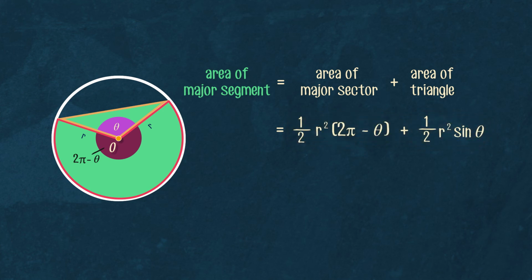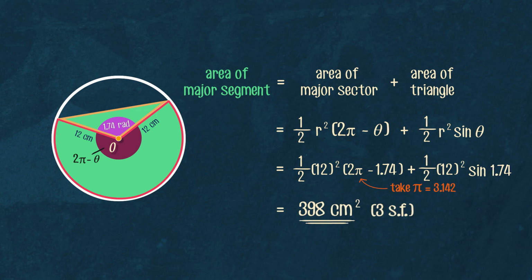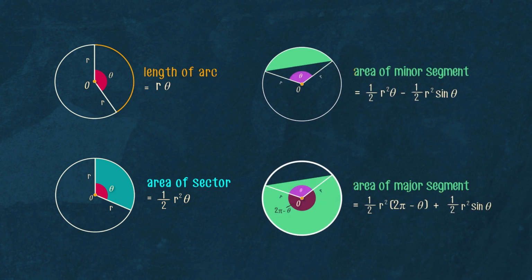Let's go back to our example and find the area of the major segment. Using this formula, the angle subtended by the minor segment, 1.74 radians, and the radius, 12 centimeters, we can find the area of the major segment, which is 398 square centimeters. In conclusion, when using radians, we can find the length of arcs, area of sectors and segments using the formulae.